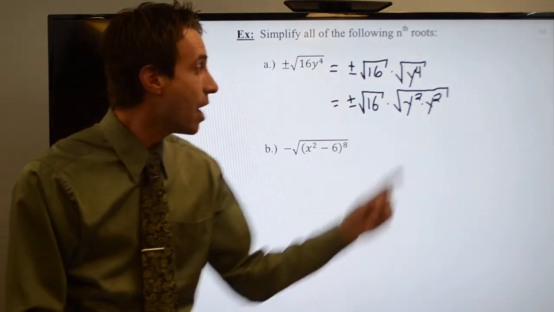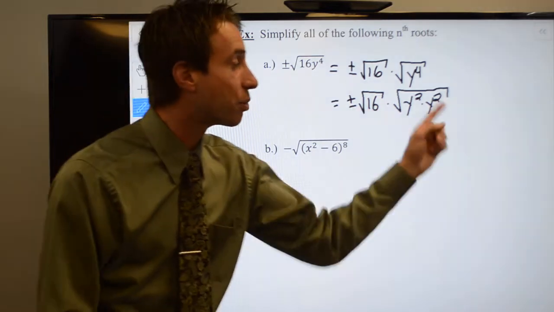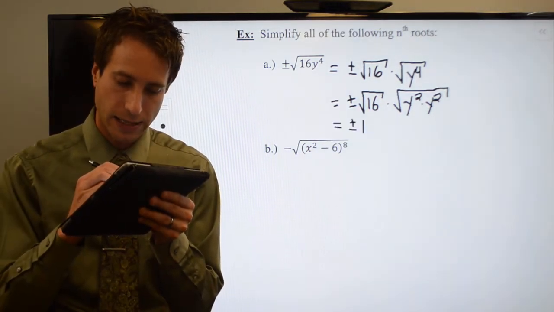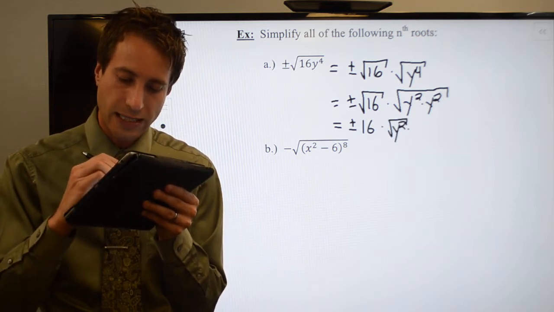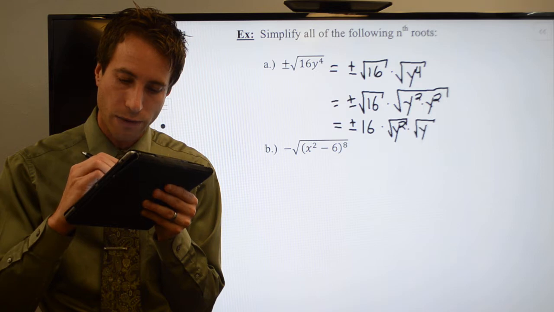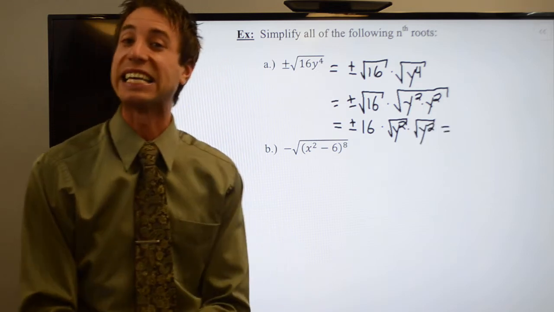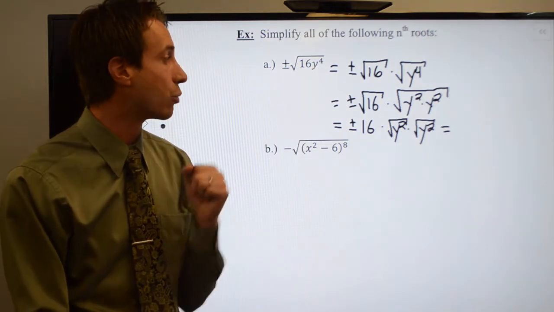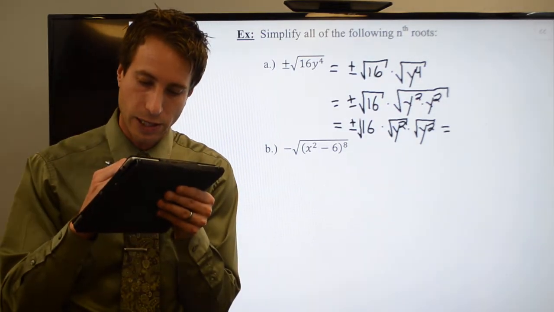And again, the product property of radicals allows me to split those guys up. So let's go ahead and split them up. Plus or minus the square root of 16 times the square root of y squared times the square root of y squared. Well, now we're ready to go ahead and get our final answer, our simplified form of the original radical. Sorry, I forgot my square root on the 16. I apologize. There it is.